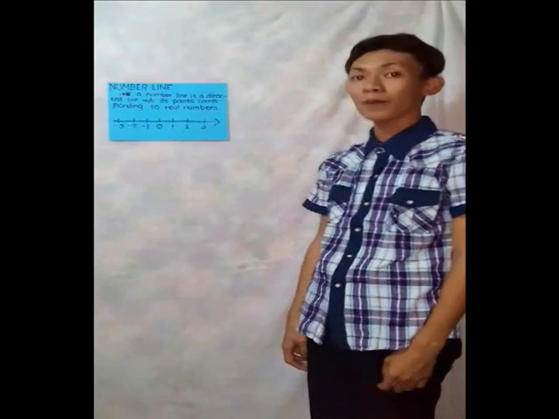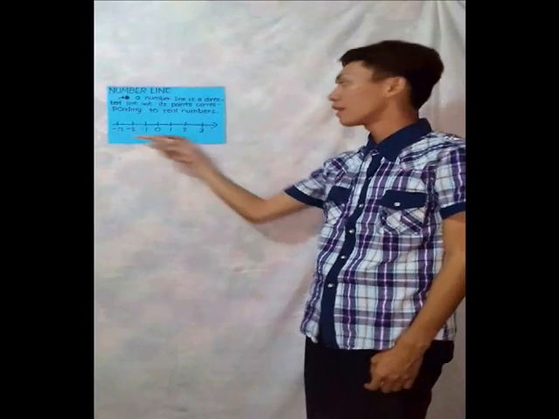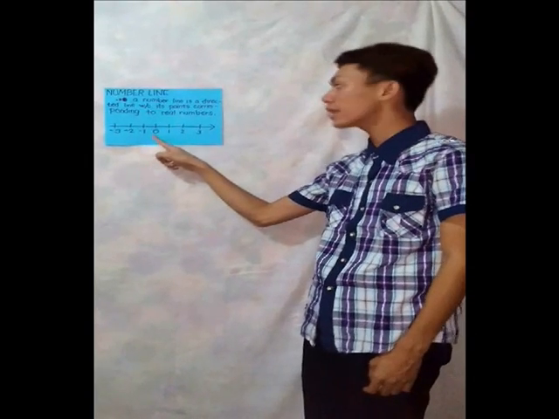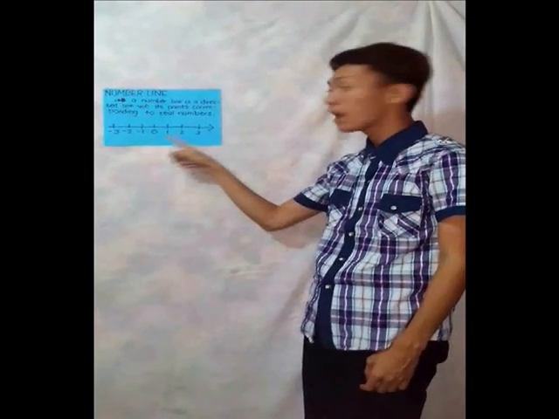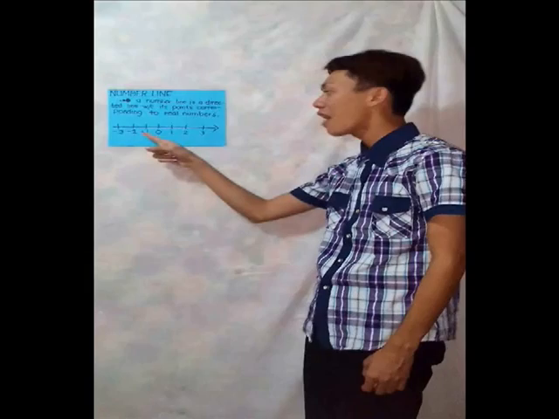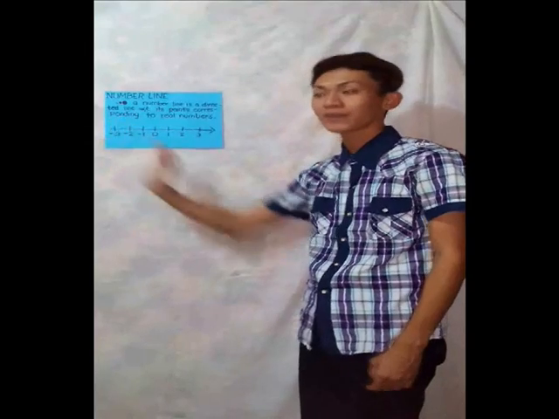A number line is a directed line which its point corresponding to real number. So this is called the number line. From the right, we have the positive. Start from 0, which is called the origin, positive 1, positive 2, positive 3, and so on. And to the left side, we have the negative 1, the negative 2, and the negative 3, and so on.